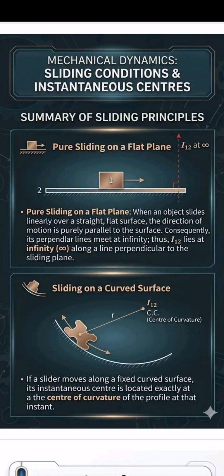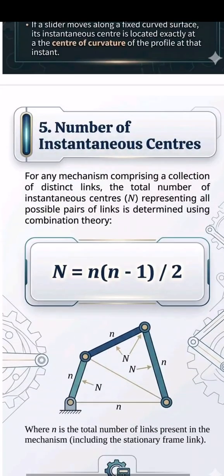Sliding on a curved surface. If a slider moves along a fixed curved surface, the instantaneous center is located exactly at the center of curvature of the profile at that instant.